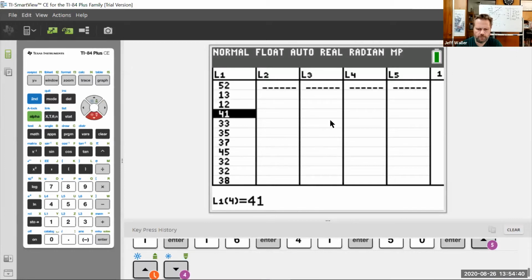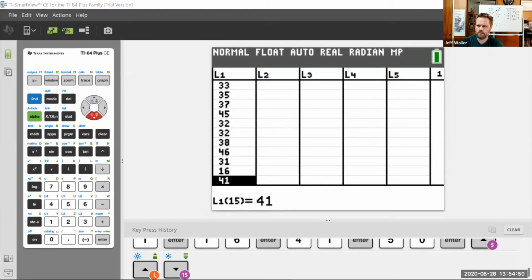$13, $12, $41, $33, $35, $37, $45, $32, $32, $38, $46, $30, $16, $41.50. That looks right. Okay. So it should be 16 total data points. And nobody's screaming, any problems? Everybody okay?